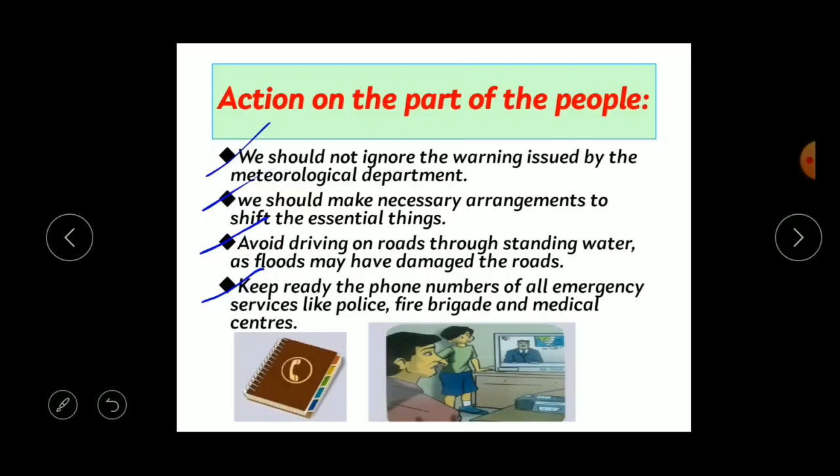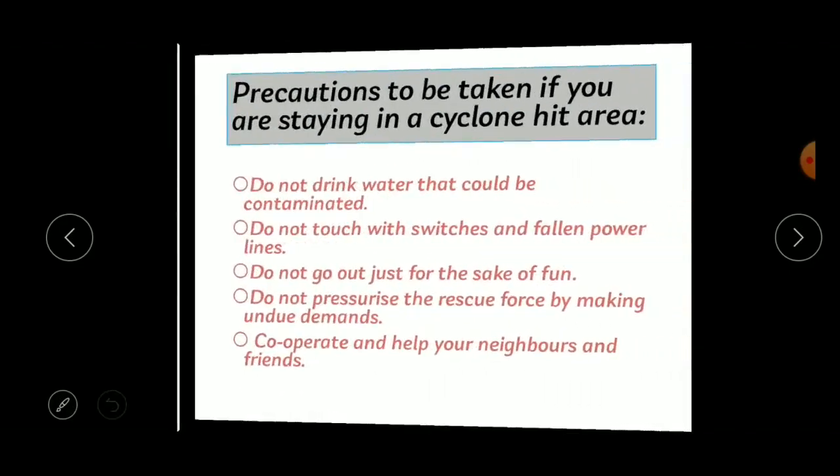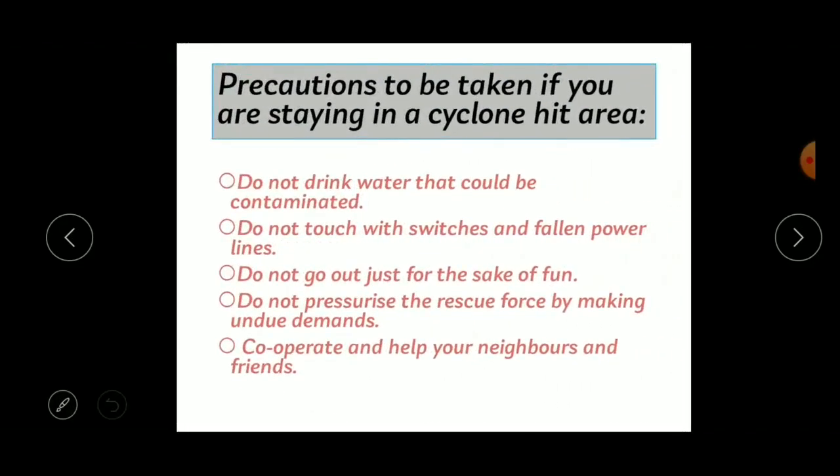Understood, children? The next topic is precautions to be taken if you are staying in a cyclone hit area. What precautions do you have to take if you are staying in a cyclone hit area? The first thing is do not drink water that could be contaminated. Don't drink the water because it may be contaminated. Contaminated means it may be polluted. So always store drinking water for emergencies.